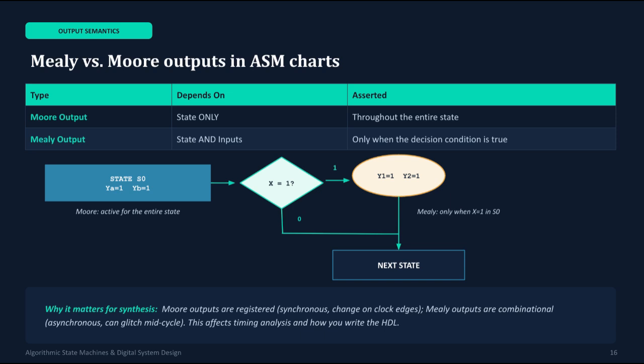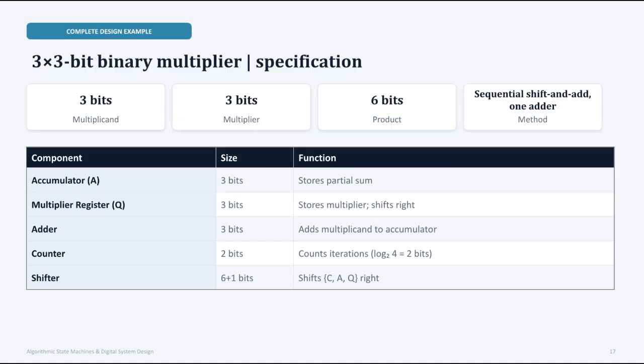Let's now put every concept we've covered, datapath, ASM chart, hardwired control, Mealy and Moore, together in one complete worked example. Let's fully specify our running example. A 3-bit multiplicand, a 3-bit multiplier, producing a 6-bit product, using the sequential shift and add method with a single adder. The datapath needs a 3-bit accumulator A to store the partial sum, a 3-bit multiplier register Q that shifts right each cycle, a 3-bit adder to add the multiplicand into the accumulator, a 2-bit counter, since log base 2 of 4 is 2 bits, covering our 3 iterations, and a 7-bit shifter handling the combined C, A, Q register.